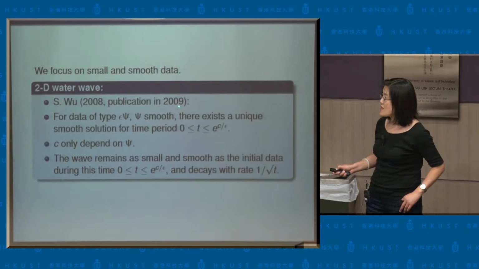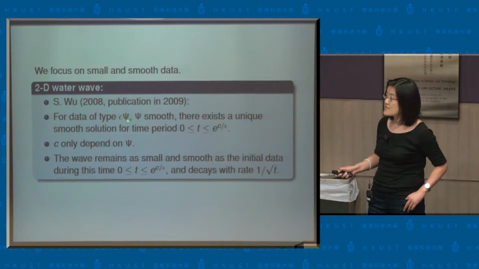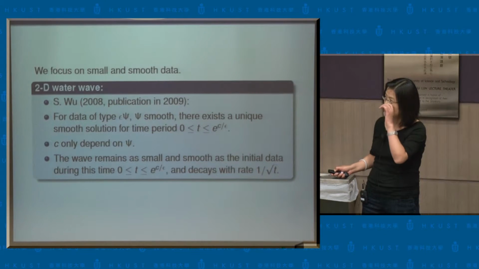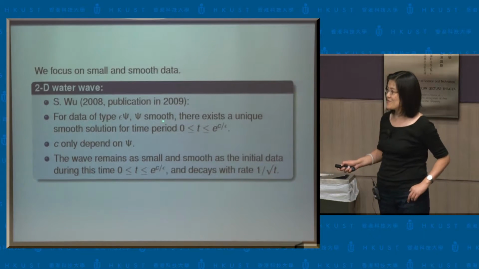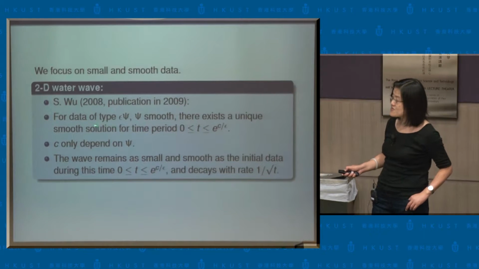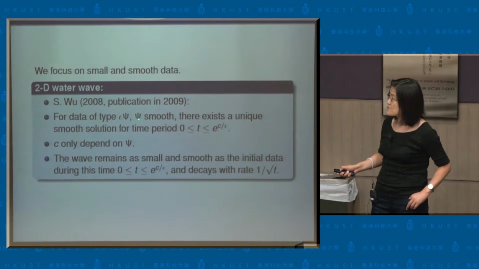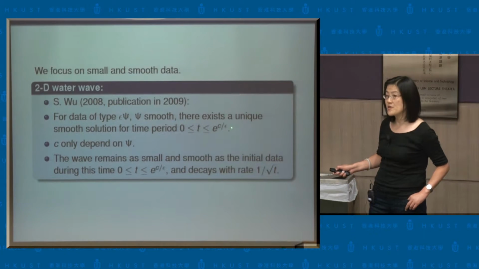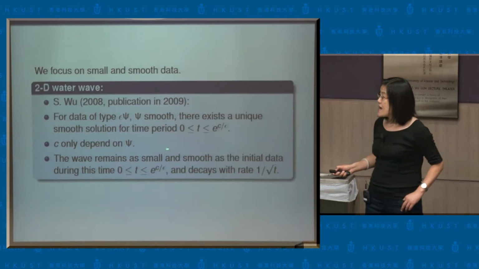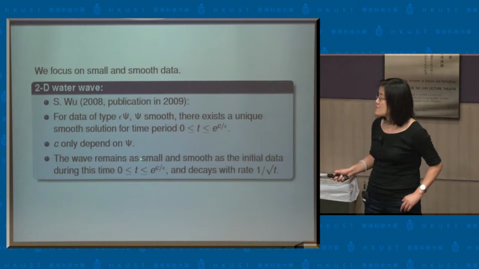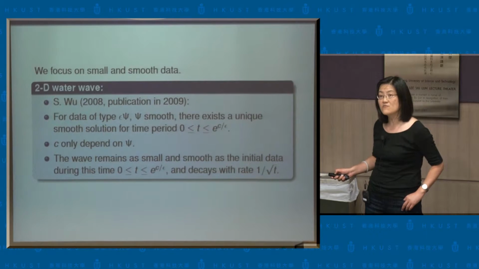So in this work, we are able to show that if the data is of size epsilon, that means this epsilon is small. Epsilon has to be sufficiently small. Mathematically, it's sufficient that epsilon is less than epsilon 0, and we don't know what epsilon 0 is. But there is an epsilon 0, so that if epsilon is less than epsilon 0 and the data is of size epsilon, then the solution remains small and smooth for an exponential period of time. So you can see that if epsilon is very small, then the time it exists is exponentially long, right? And during this time, the wave remains small and smooth and decays with rate 1/√t.